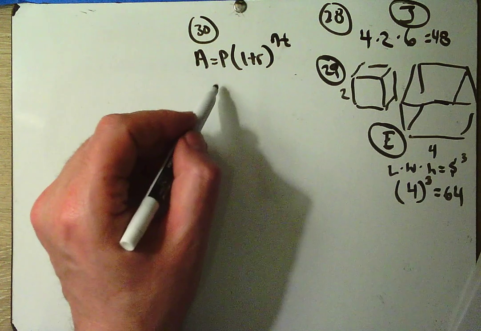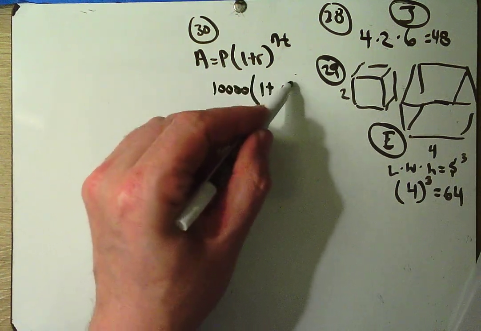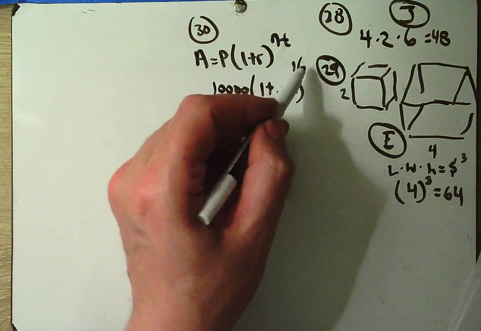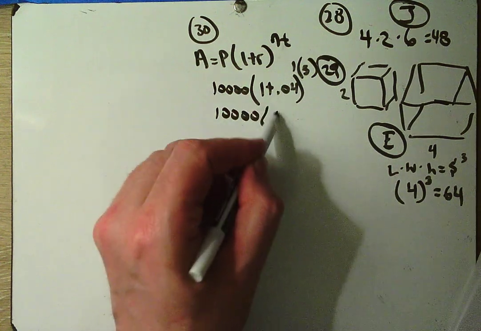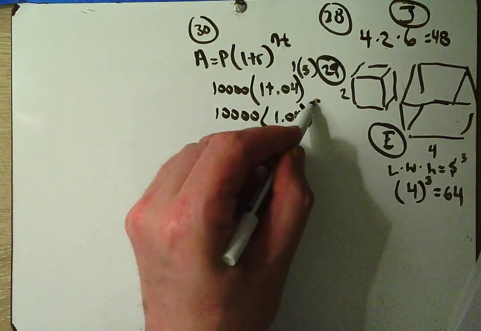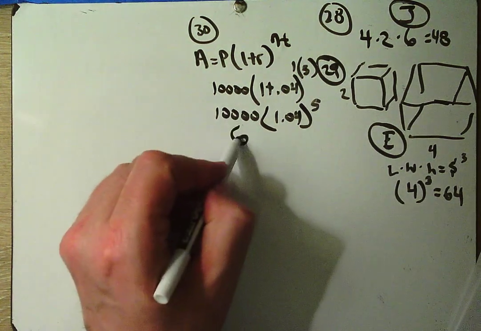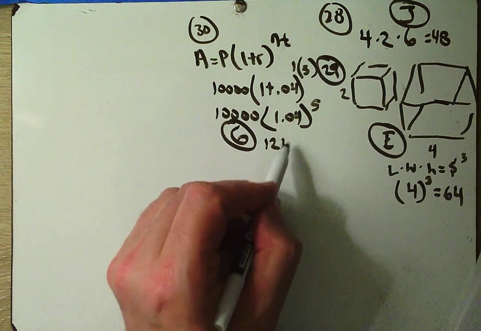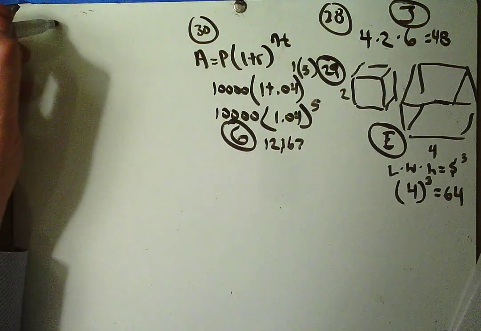Okay, so let's plug in 10,000, 1 plus 0.04, compounded once a year for 5 years. So I get 10,000 times 1.04 to the 5. And when I did that on my calculator, choice G became evident as my answer, $12,167 in the bank. Woohoo!